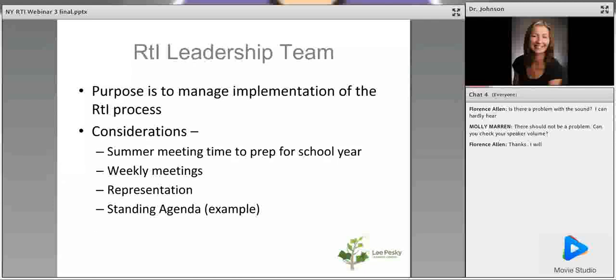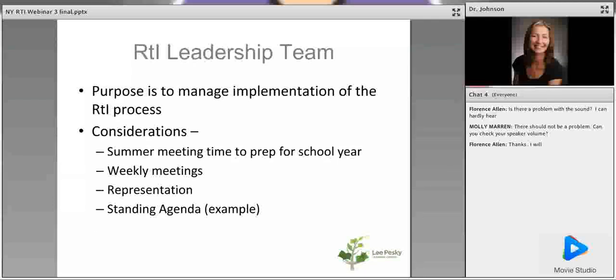So if we start with the RTI Leadership Team, probably lots of you have something like this in place. And in general, the purpose is to manage the implementation of the RTI process. So some of the considerations in regard to scheduling are, first of all, before the school year starts, we want this team to have some dedicated time to collaborate and identify priorities, goals, and strategies for accomplishing those goals, and also time for setting the rest of the yearly calendar for things like when are we going to meet? Do we need to meet on a weekly basis? Is every other week sufficient?